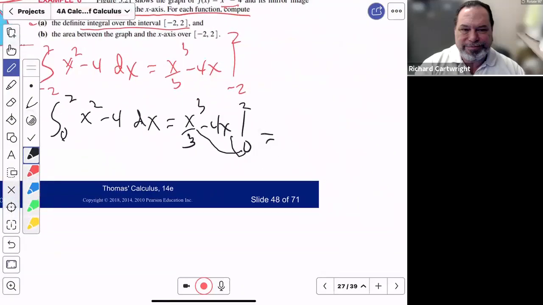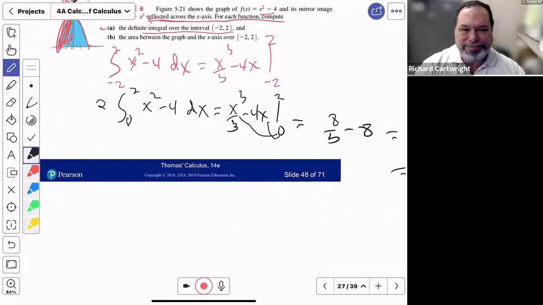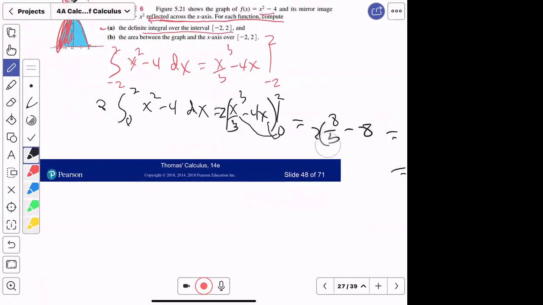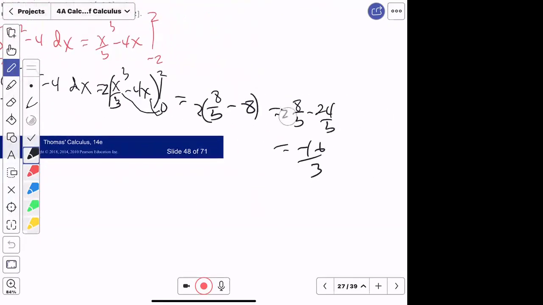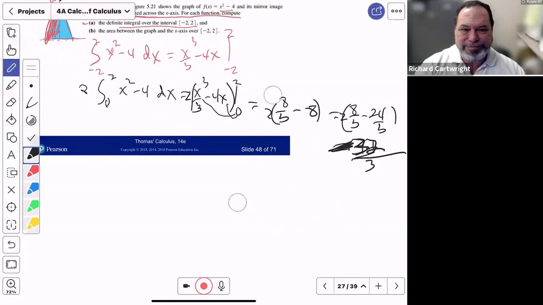So that gives me 8/3 minus 8, which is 8/3 minus 24/3. That's -16/3. Oh, I forgot to do something and nobody told me. There's a 2 out front. That should be -32 out of 3. Okay.